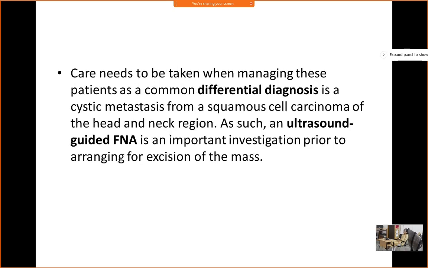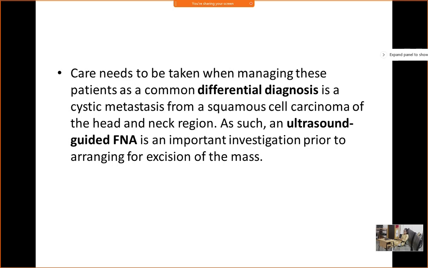Care needs to be taken when managing these patients, as a common differential diagnosis is a cystic metastasis from a squamous cell carcinoma of the head and neck region. As such, an ultrasonography-guided FNA is an important investigation prior to arranging for excision of the mass.